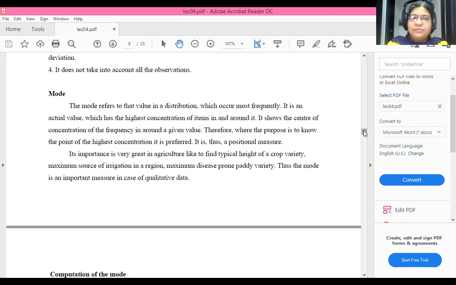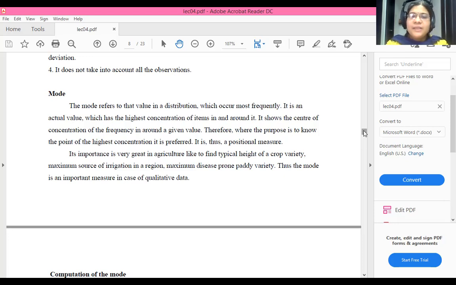Its importance is very great in agriculture, like finding a typical height of a crop variety, the maximum source of irrigation in a region, or the maximum disease-prone paddy variety. This is the most common use of the mode. Thus, mode is an important measure in the case of qualitative data.